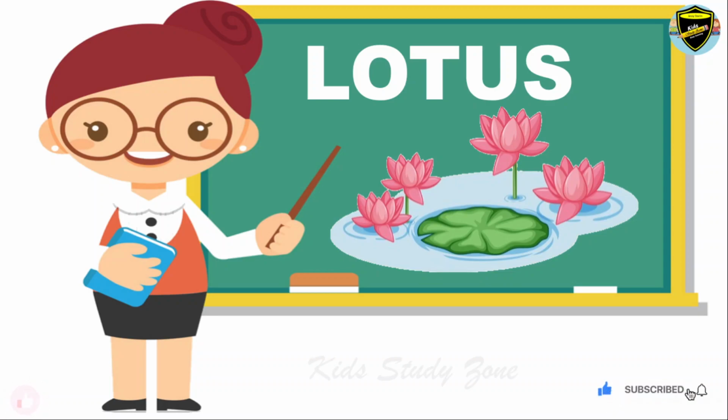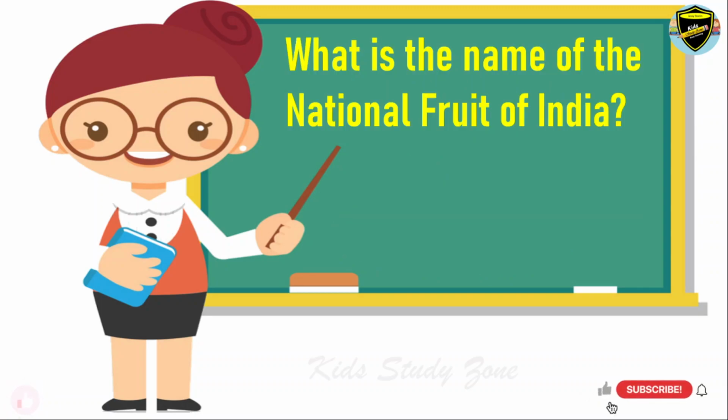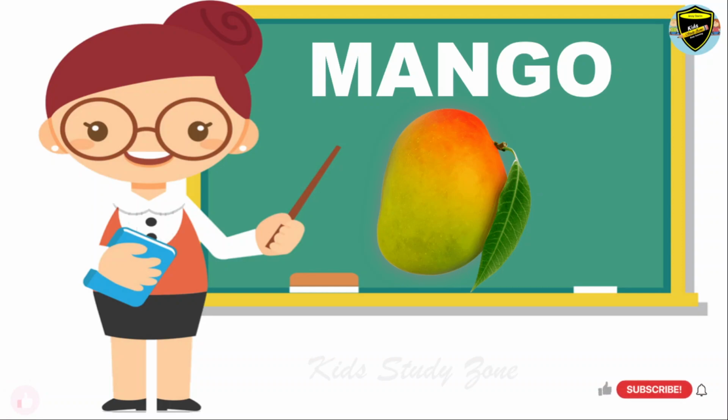Let's see the fifth question. What is the name of the national fruit of India? Answer is mango. M-A-N-G-O. Mango.